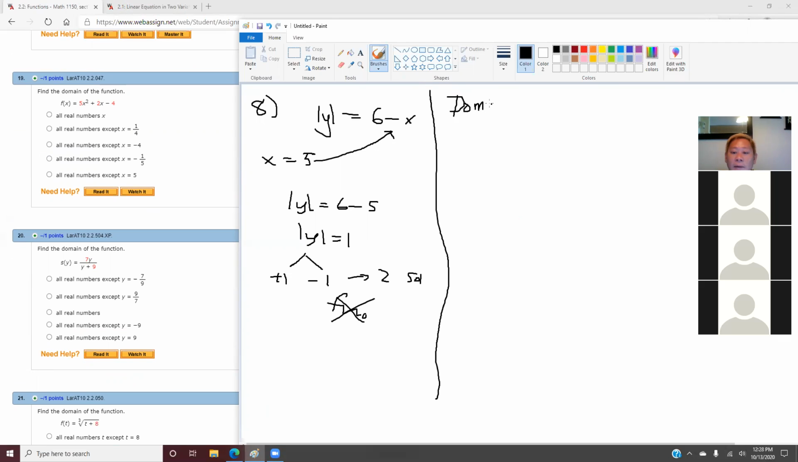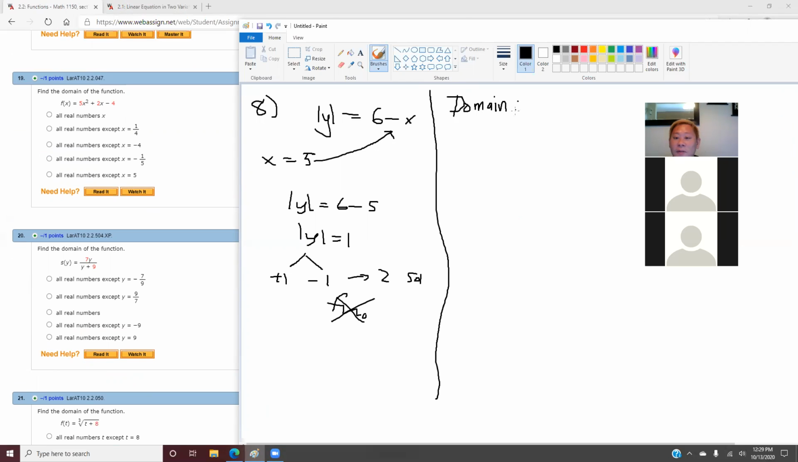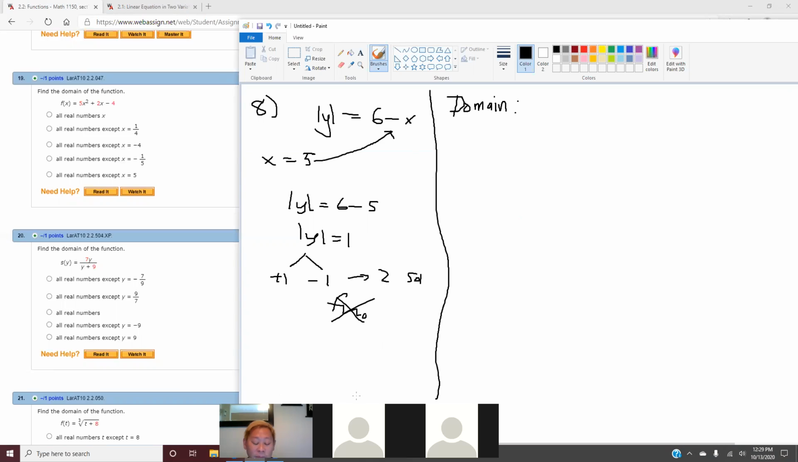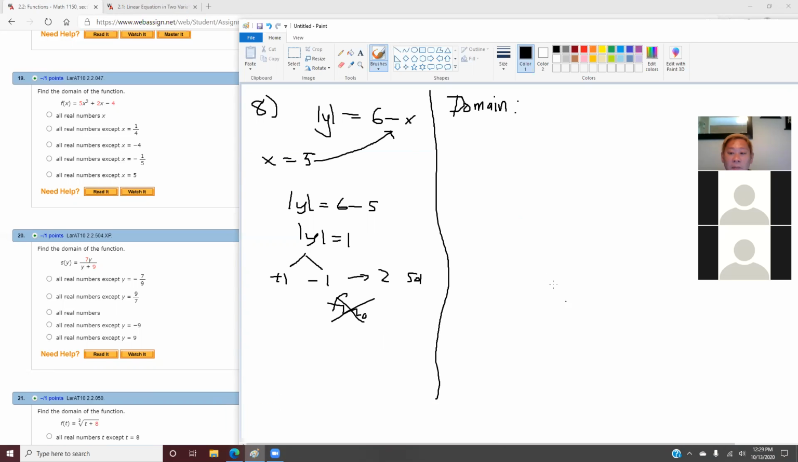Do you guys know what a domain is? Anyone know what domain stands for? Isn't that like the maximum and minimum of the x? Yes, domain is the maximum and the minimum of the x.